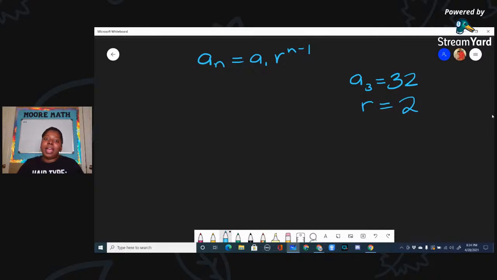Okay, so tell me what the rule is for the nth term, for a sub n. That's what I'm trying to say. Okay, so we have a sub n equals a sub 1 times r to the n-1. So if a3 is, so the third term is 32 and r is 2, tell me what you get.